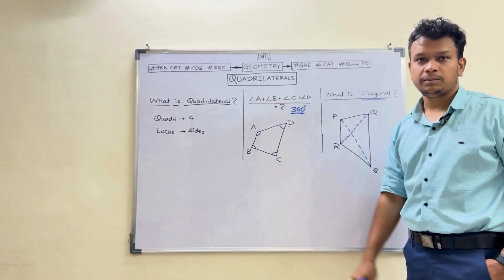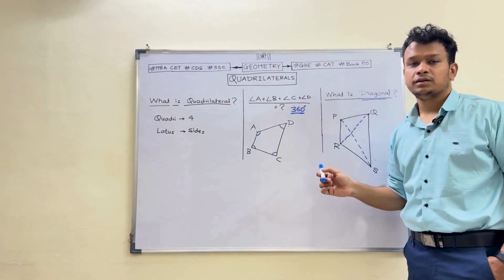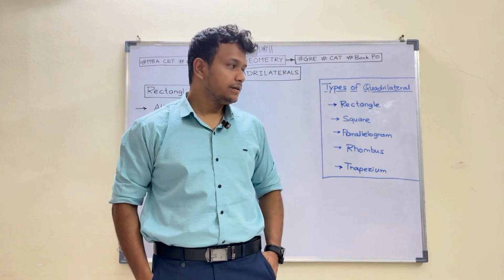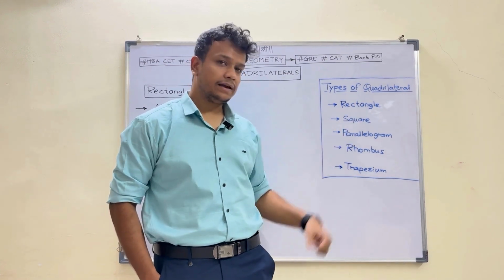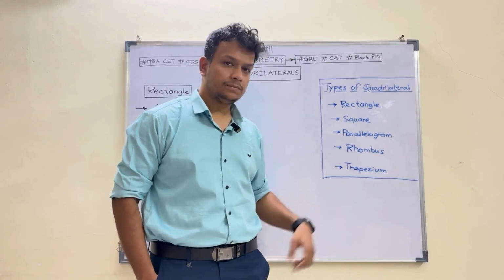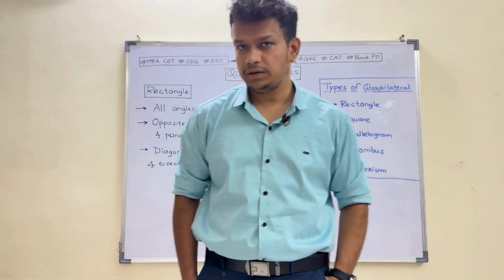So now we have seen some of the basic concepts here. Now we'll move to the different types of quadrilateral. Basically we have five major types of quadrilateral. The first one is rectangle, second is square, third is parallelogram, fourth is rhombus and fifth is trapezium. First we'll start with the rectangle.